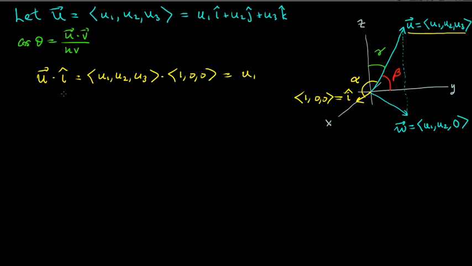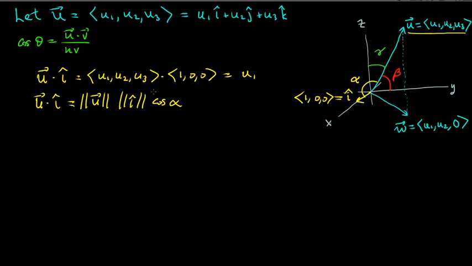Okay? On the other hand, remember, there's another way to compute the dot product. We just have to compute the magnitude of u times the magnitude of the vector I times the cosine of the angle between them. Well, the angle between I and u, we're not going to use theta anymore. We're going to use alpha, because that's how we defined alpha here, right?